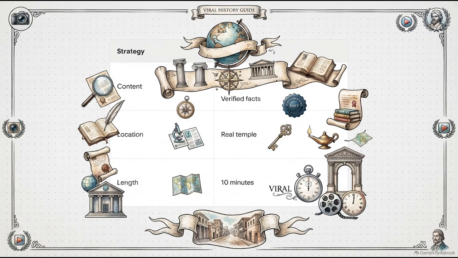The secret to maximizing engagement isn't just relying on wild myths or making things up. The source strictly advises using verified historical facts rather than presenting legends as proven truth. This builds trust and genuine wonder. The guide also mandates featuring a real, specific location to ground the story and targeting a 10-minute viral style format to satisfy algorithm preferences and viewer attention spans.